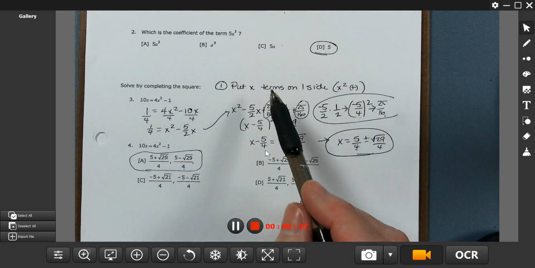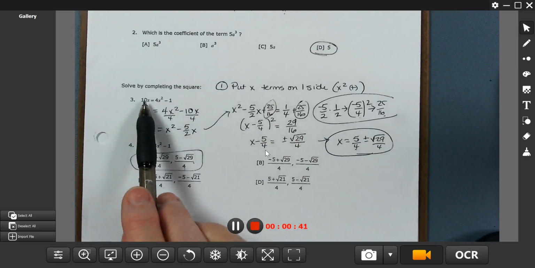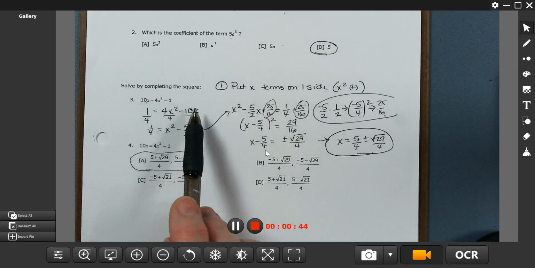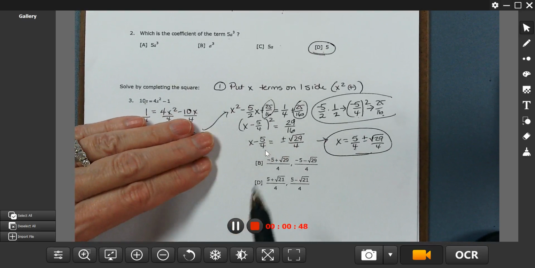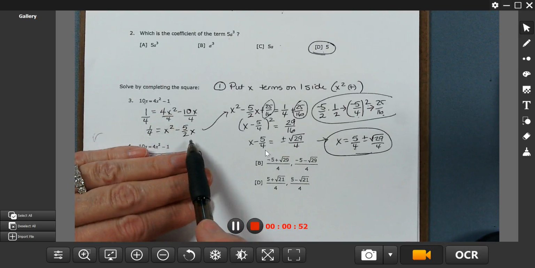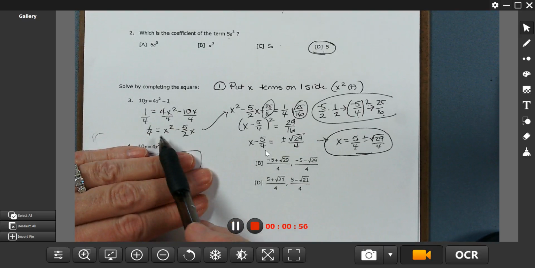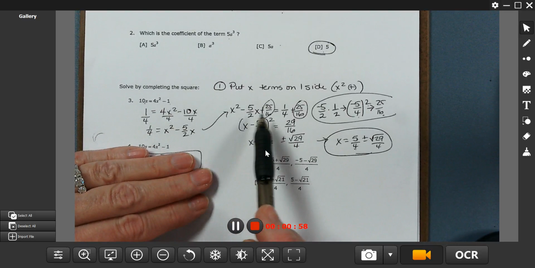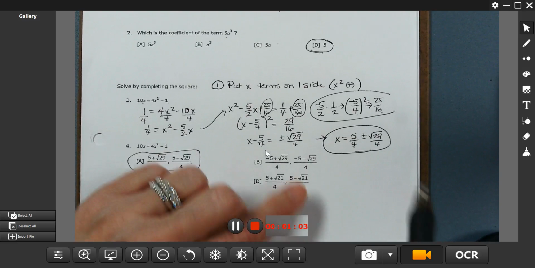Now you know that the first thing we need to do is to put the x terms on one side by themselves. So if you take this 10x and move it over and bring the 1 to the other side, then you end up with that. Now I've divided by 4 because I want my x squared to be positive. I'm sorry, positive 1x squared. Now, I moved it from here to here, and I changed just the sides that I wrote them on. It's just the more traditional look.